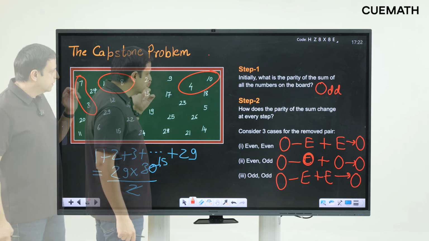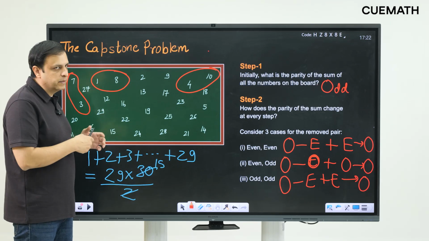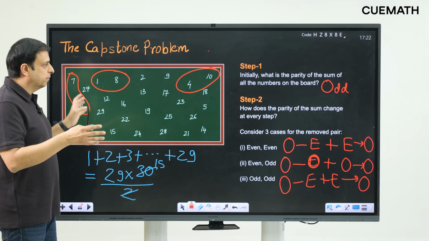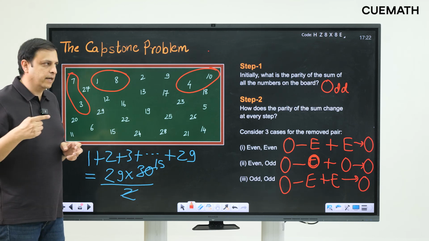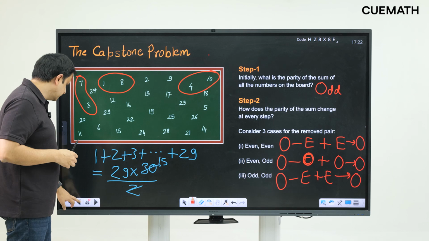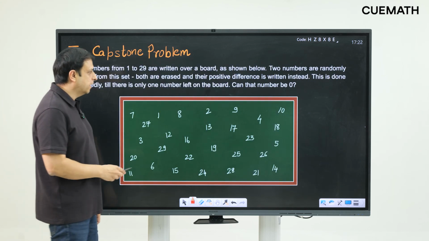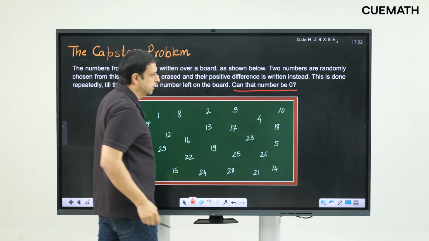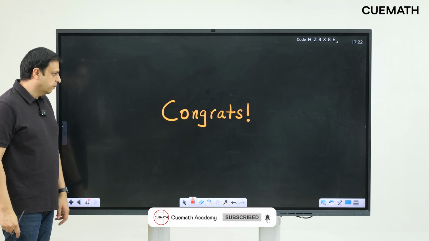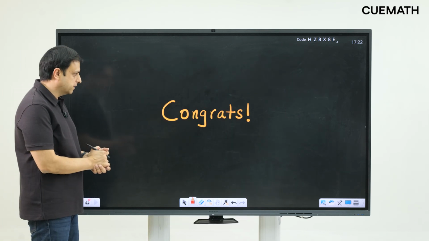Because the question asked us, can the final number be 0? But 0 is of even parity. So there's no way the final number can be 0, because at every step, what you're getting is a sum of odd parity. And therefore, the answer to this question, can that number be 0? The answer is no. And that solves the capstone problem and brings us to the close of this masterclass.